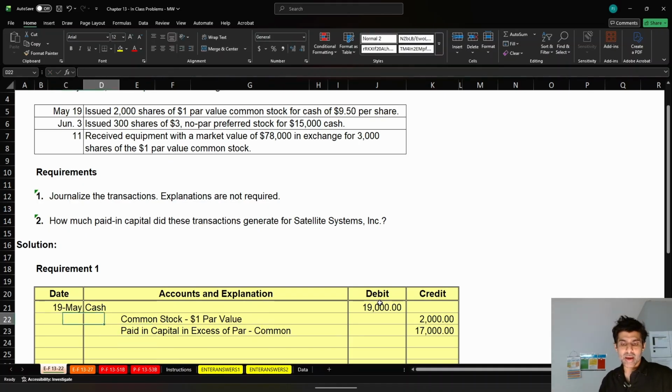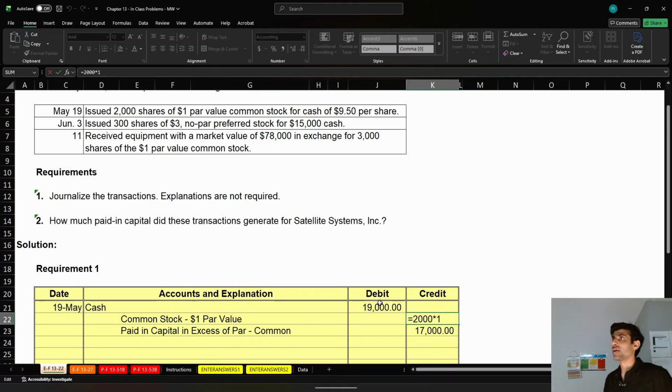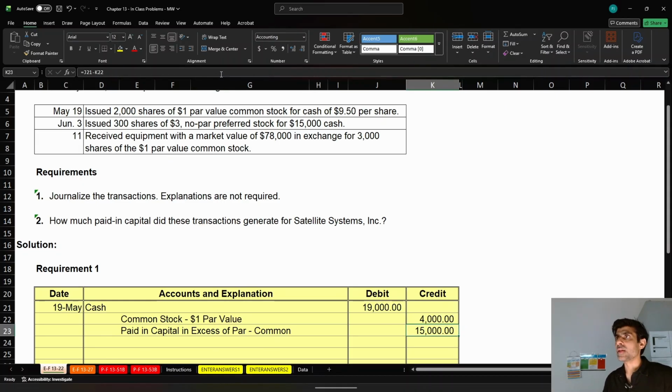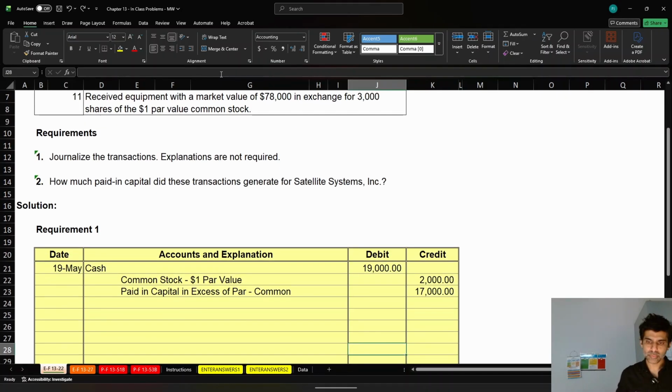Because again, this common stock par value is going to depend on the par value, right? In this case, it was $1. If it was 1 cent, I would have done this 2,000 times 1 cent, and then that would have changed how much is in here. If it was $2 par value stock, so it's all going to depend on what the par value of the shares are, and then all the remainder will go into paid in capital in excess of par.